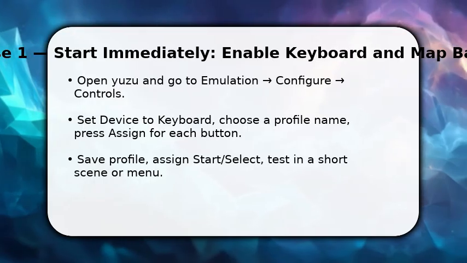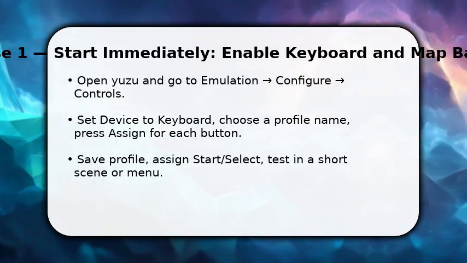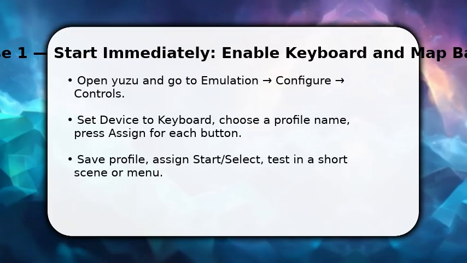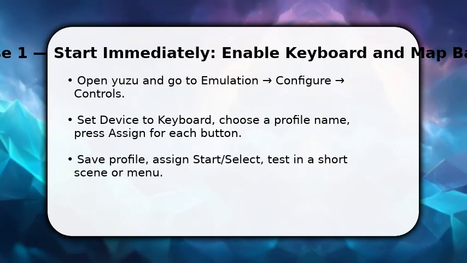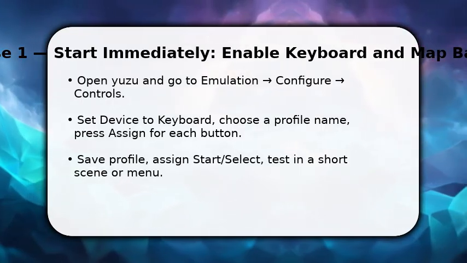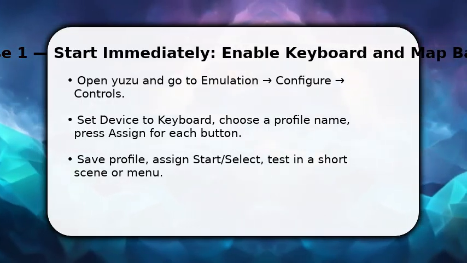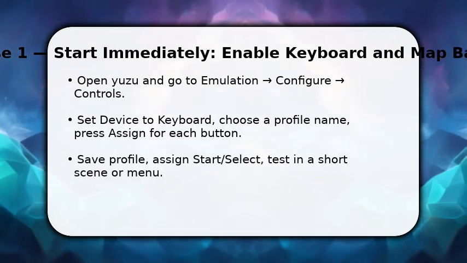Now assign buttons by selecting an action and pressing the key you want. Do start and select first to avoid being stuck. Make sure to save the profile before closing the dialog. If you want consistency, note which profile is active for each game so you can swap quickly.